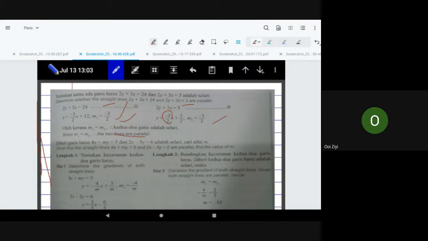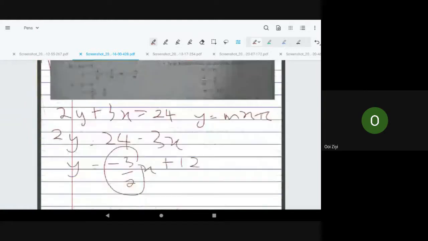Okay, next question, example 2. Given that the straight lines 4x plus my equals 5 and 2x minus 5y equals 6 are parallel, find the value of m. When the question says they are parallel, it means m1 is equal to m2. The first gradient will be the same as the second gradient. So we will use this equation to find m.